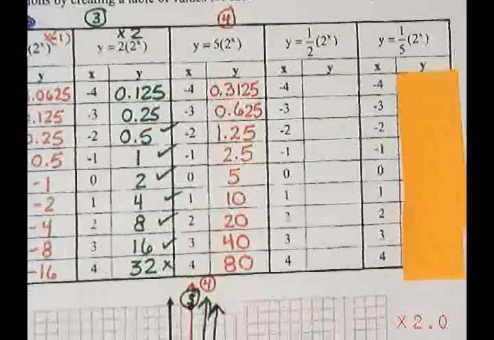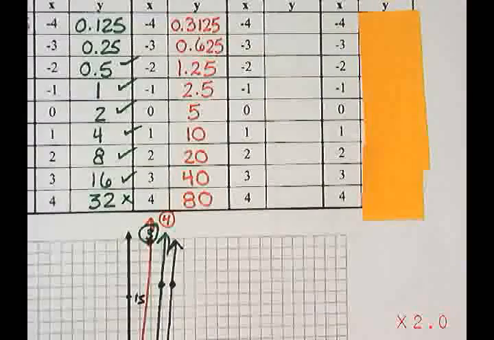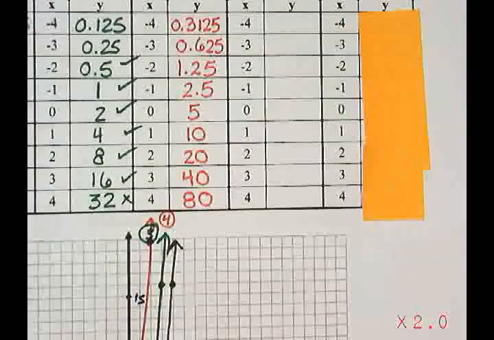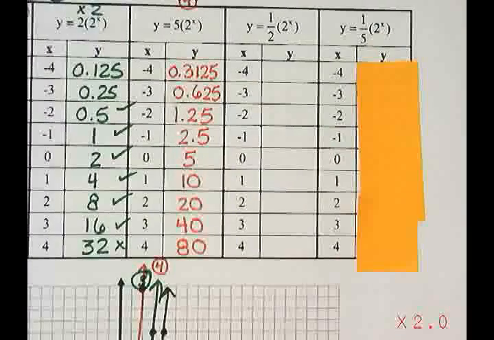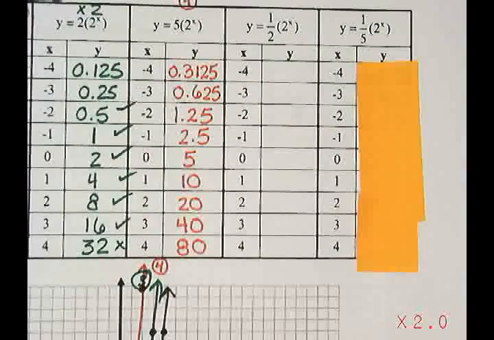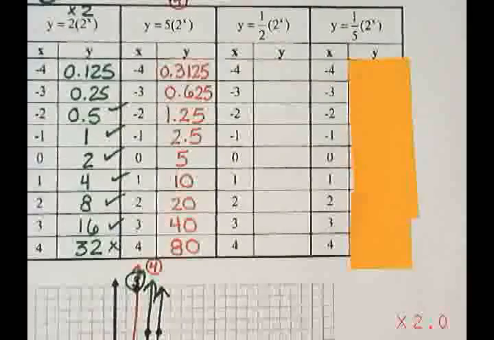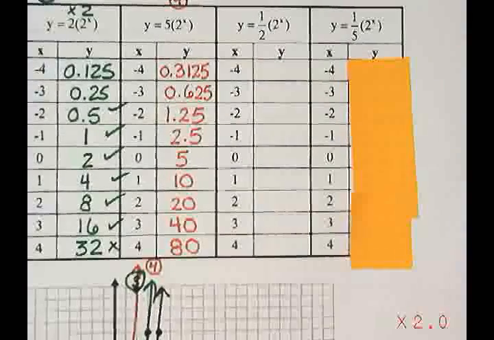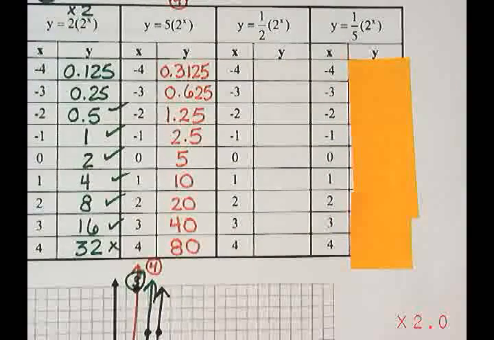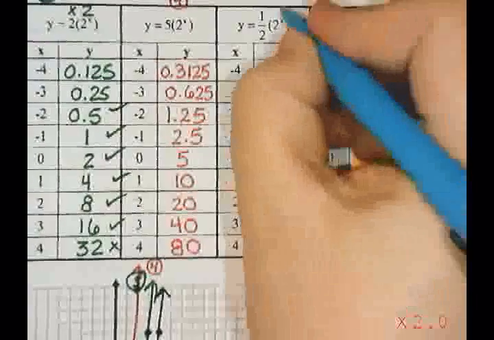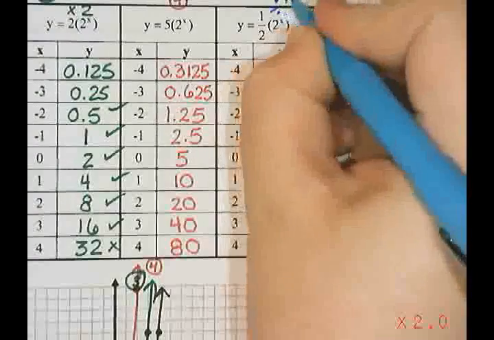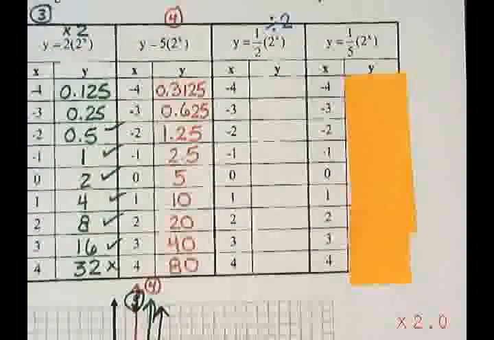Okay, so we're going to do one with a fraction, and then we're going to take a look at the last one I'm going to ask you to try on your own. So I have 1/2 times 2 to the power of x. So I'm going to take all of those 2 to the power of x values and times them by 1/2, or divide them by 2, or multiply them by 0.5. I think I'm going to divide by 2 when I do it on my calculator.